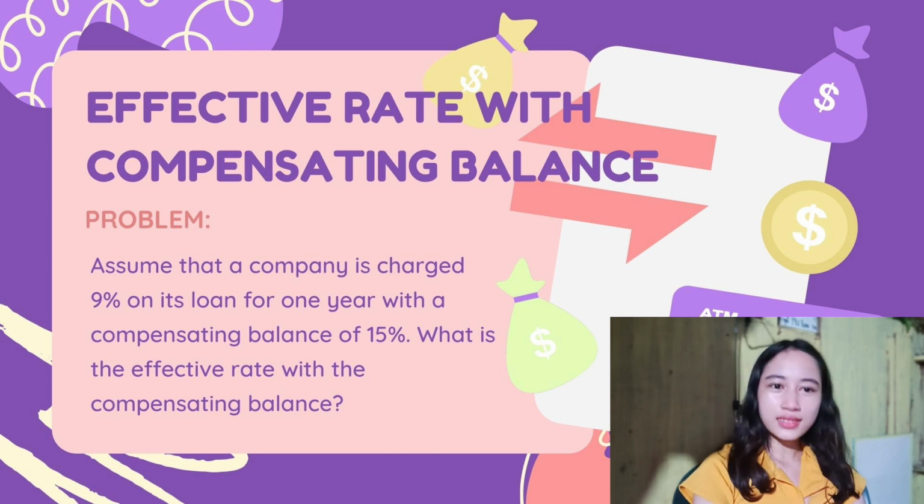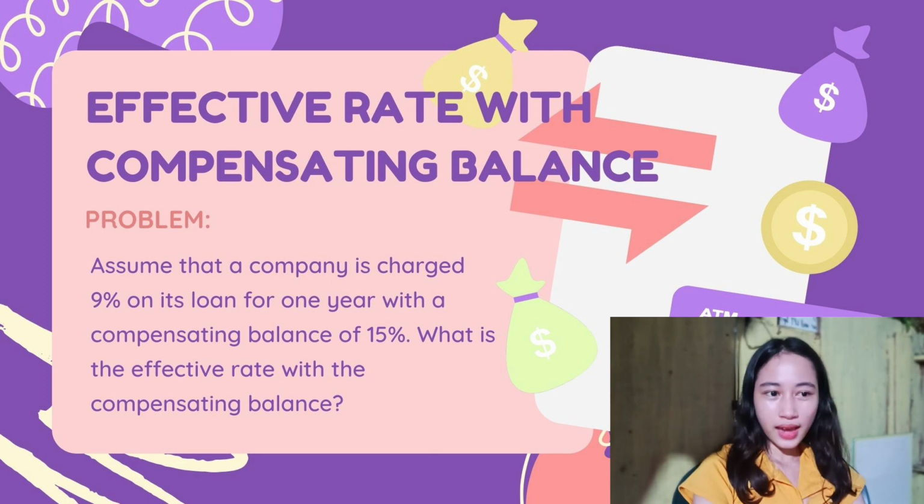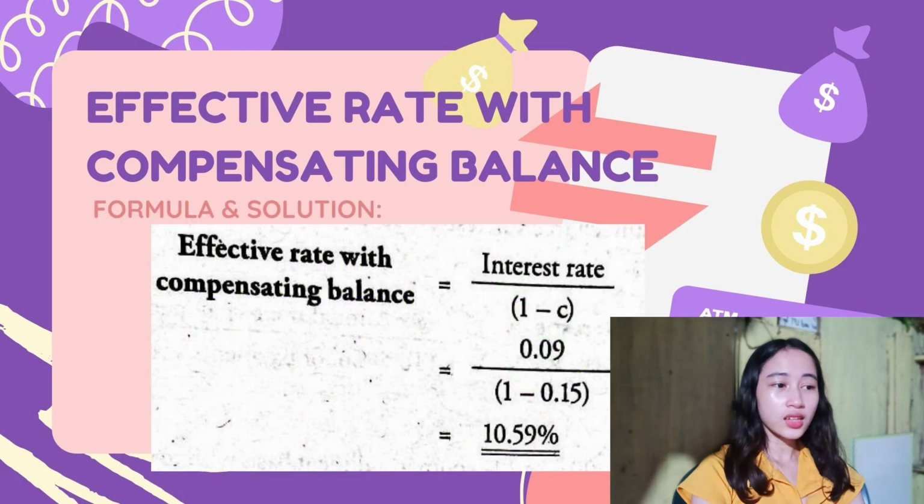So, the loans with the required compensating balance increase the effective rate of the loan. Let's have an example here on our screen. Assume that a company is charged 9% on its loan for 1 year with a compensating balance of 15%. So, what is the effective rate with the compensating balance? In the next slide, here is the formula and solution: the interest rate divided by 1 minus C.